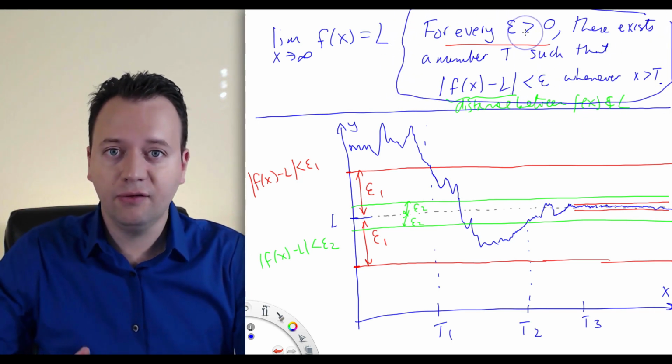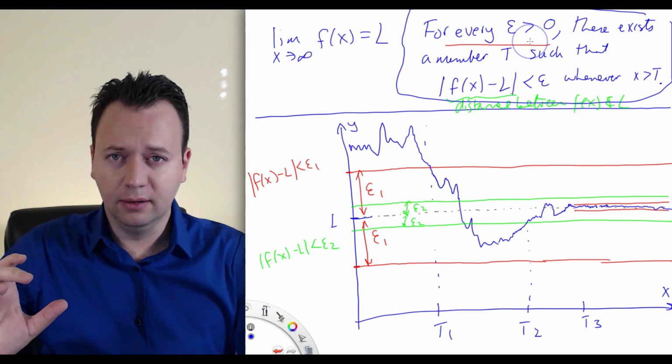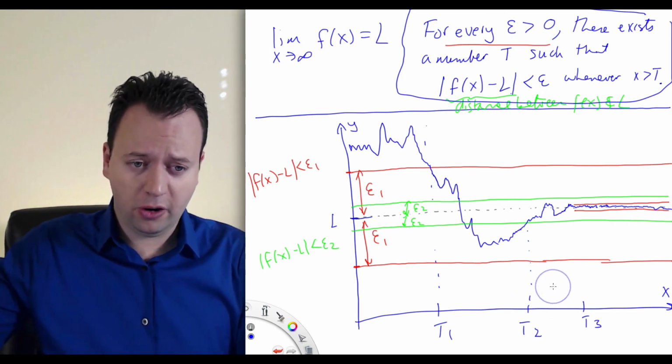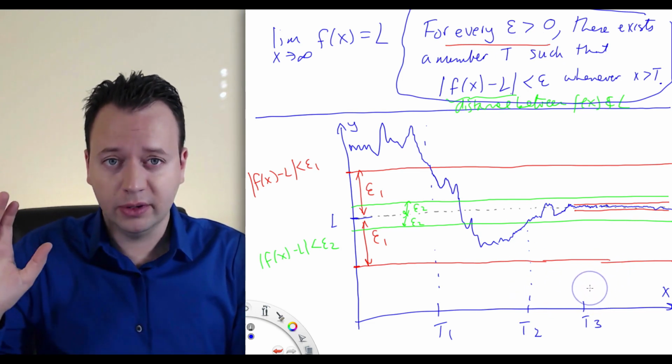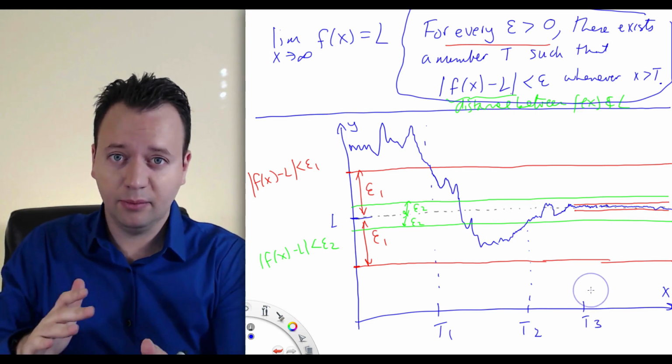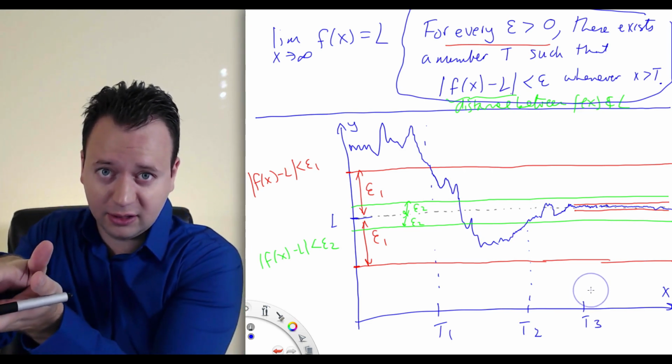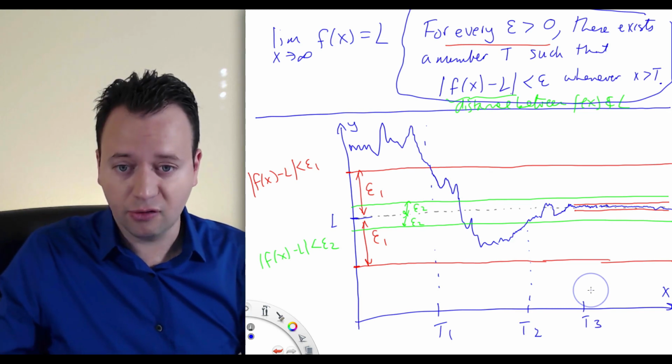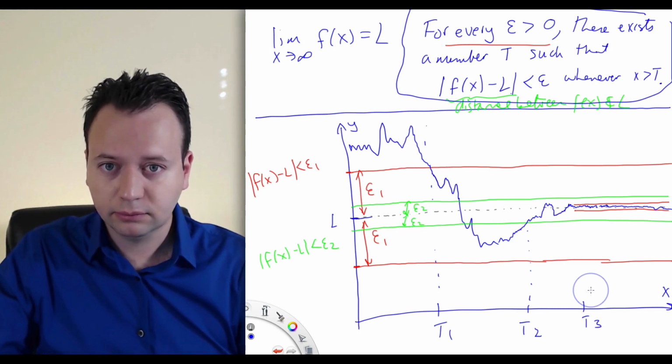So basically, for every epsilon tube, there's always a point. It could be far down the x-axis, but there's always some point that once you pass that point, the y values will always be within that small little epsilon tube, away from the line y is equal to L.